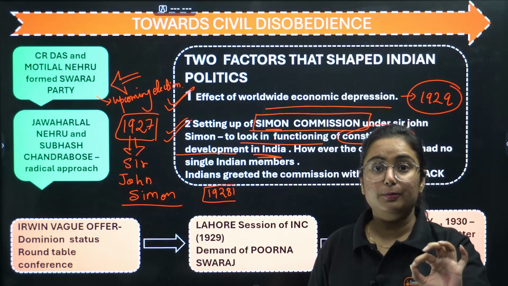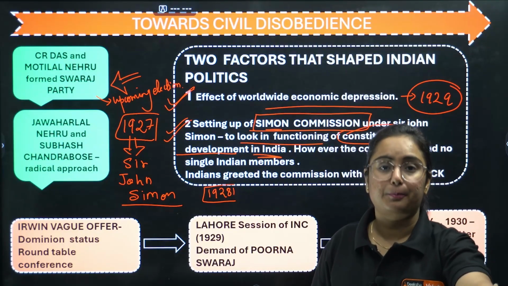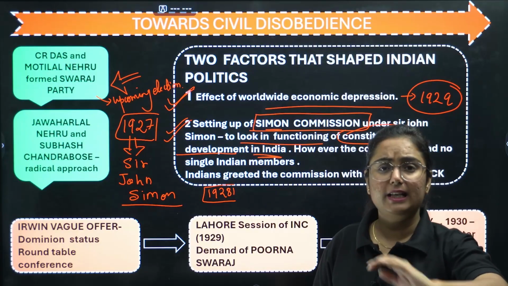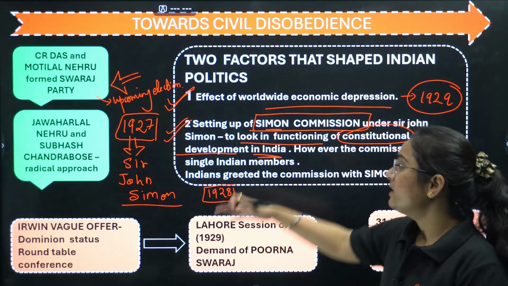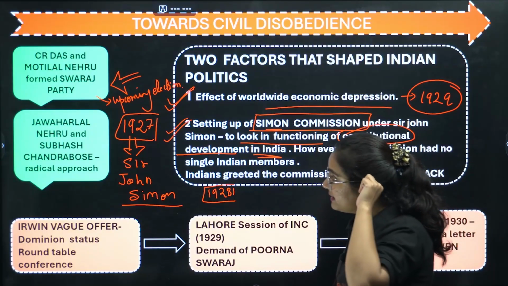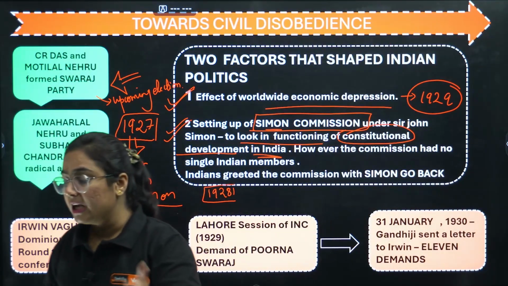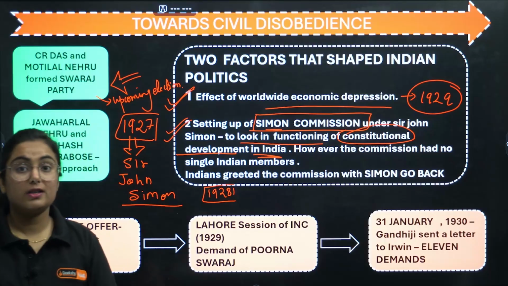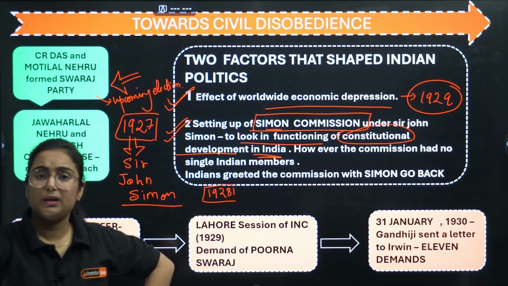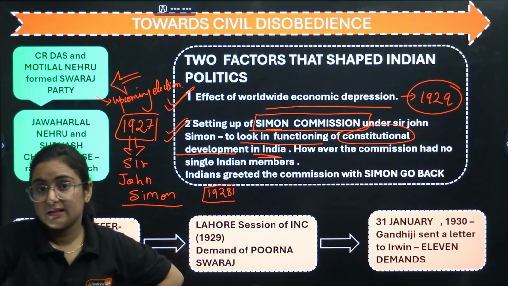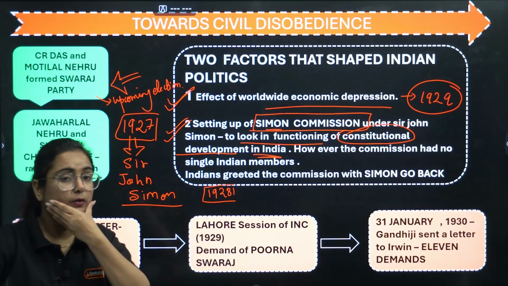Radical approach means they wanted freedom, right? And they were very radical, outrightly placing their thoughts in front of everyone. So when these young leaders came in command of the Indian National Congress, Irwin thought that this was high time, these people are revolting against us, protesting against us. Now what should we do?